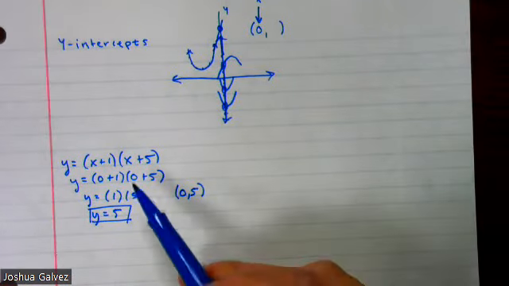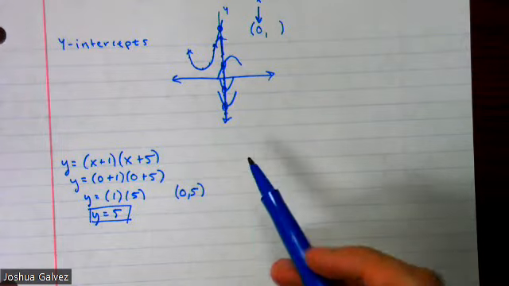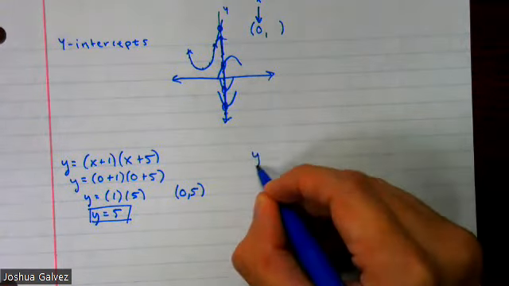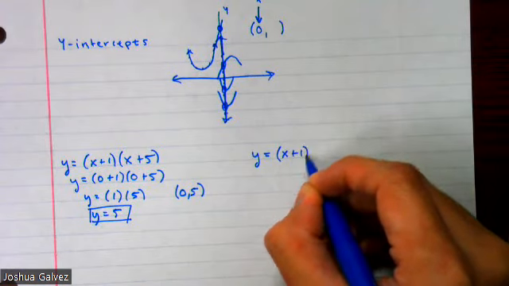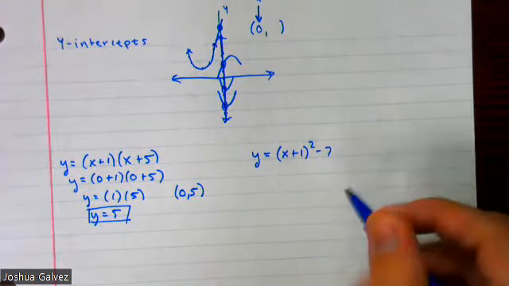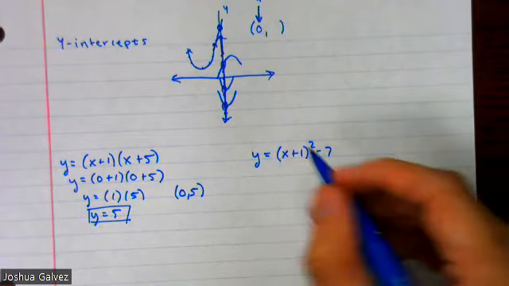You do the same thing whether it's factored form or vertex form. You replace the x with a 0, and that tells you your y-intercept.